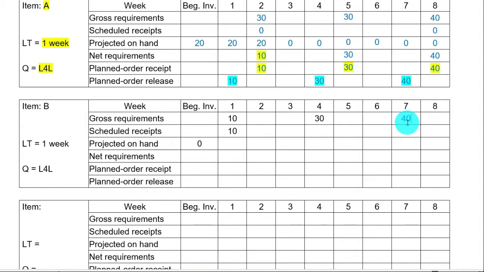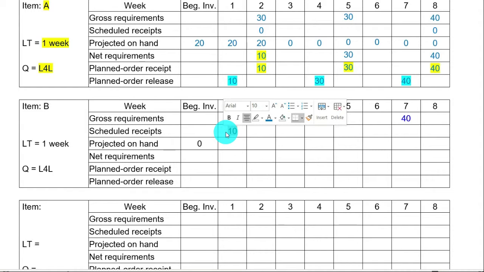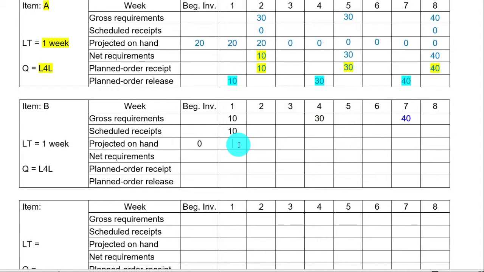1A, 1B. Now we have gross requirements. We have scheduled receipt. Projected on hand at the beginning of the planning period is 0. On order is 10 in week 1. So let's look at week 1 here. Gross requirement is 10. Scheduled receipt is 10. Net requirement is 10 minus 10 minus 0, you have 0 net requirements. So you don't have to place any order.